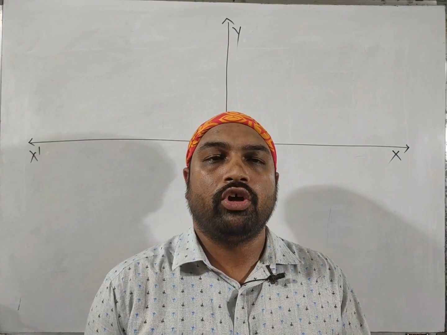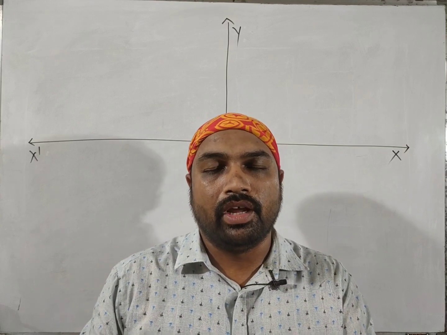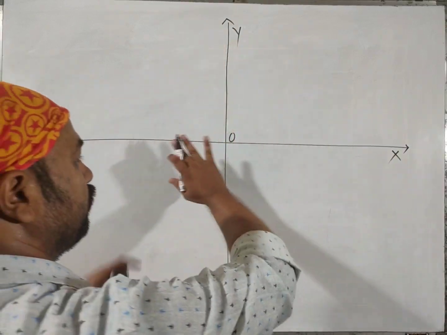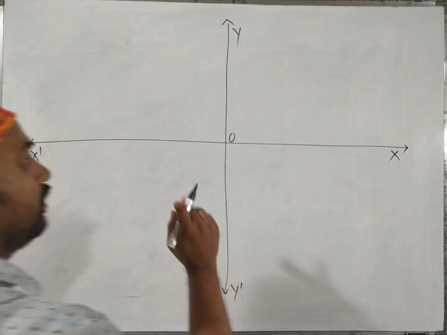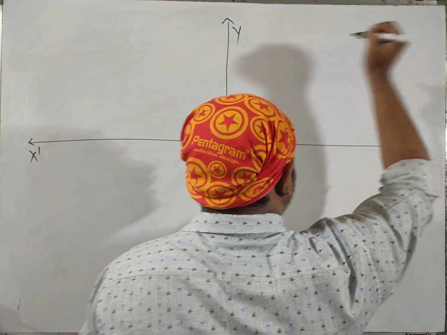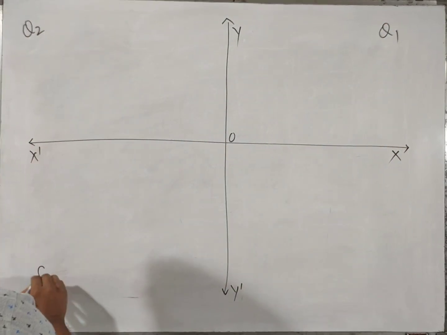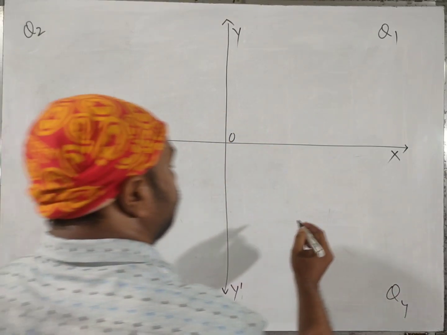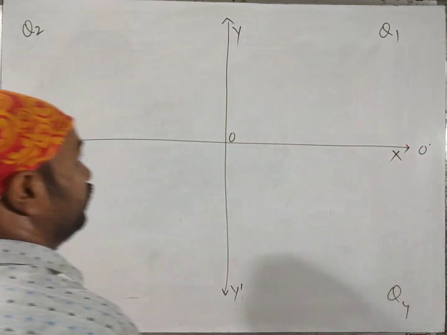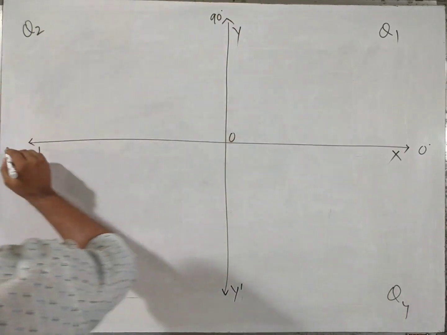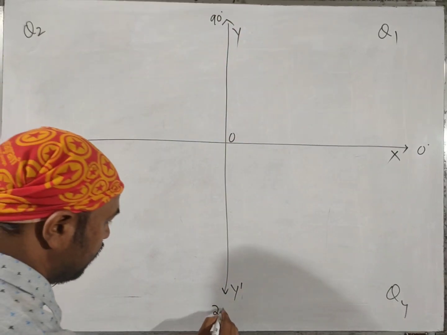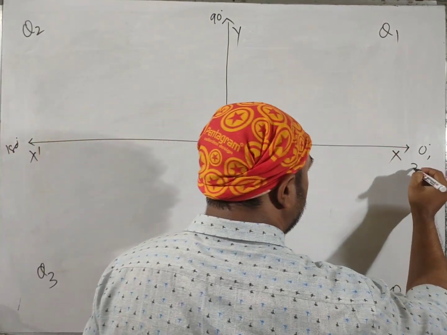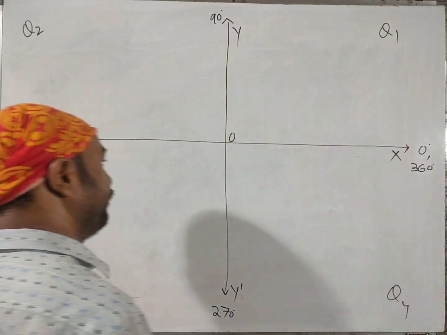Now let us discuss the angles and their relations with the 4 different quadrants. Here it is the x-axis and y-axis, both perpendicular to each other, and this is the first quadrant, this is the second quadrant, this is the third quadrant, and this is the fourth quadrant. This is the 0 degree and this is 90 degree, this is 180 degree, this is 270 degree, and then after a complete rotation we will get here 360 degree.